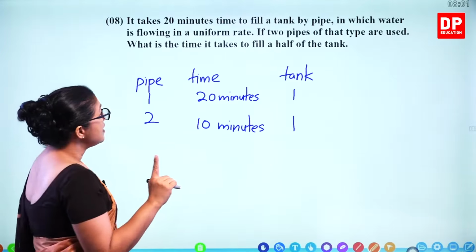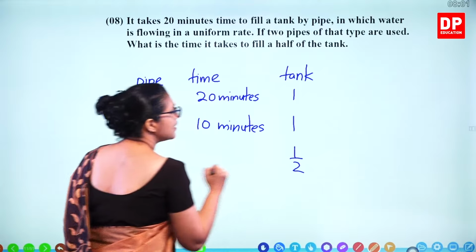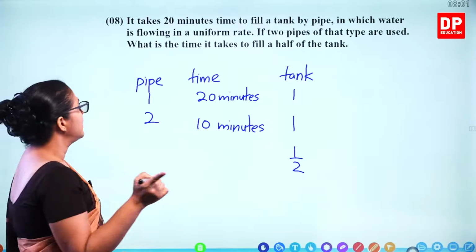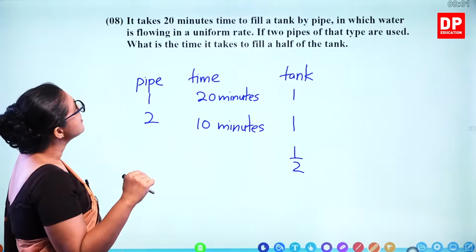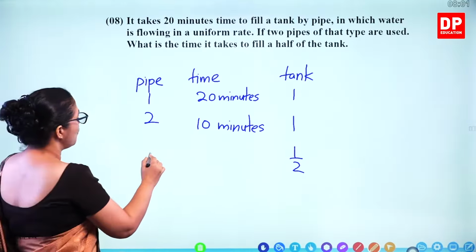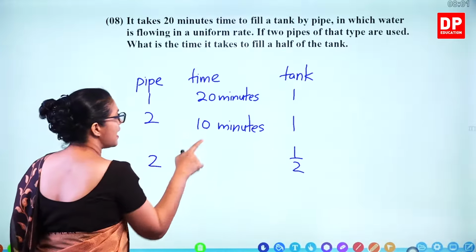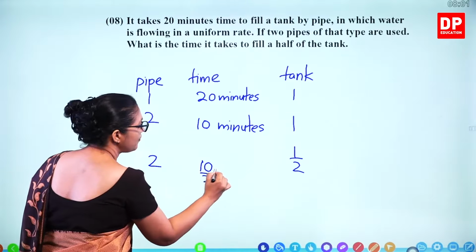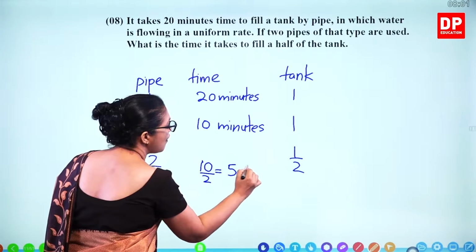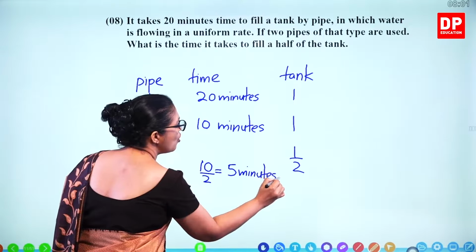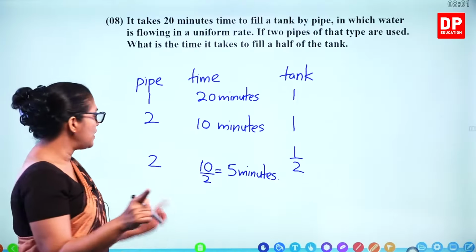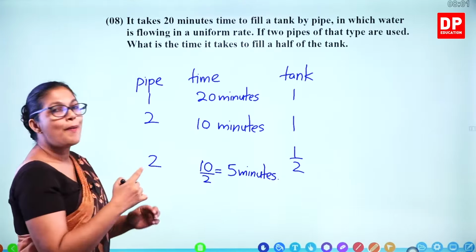Then it says you need half of the tank, not the full tank. Then what is the time it takes to fill? So with 2 pipes, half of the tank means 10 divided by 2. That means it takes 5 minutes to fill half of the tank with 2 pipes. So 5 minutes is the answer. You get 2 marks. So 1 mark here and 1 mark to get this value.